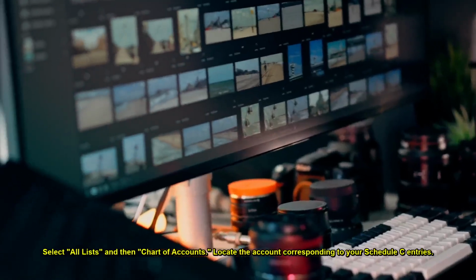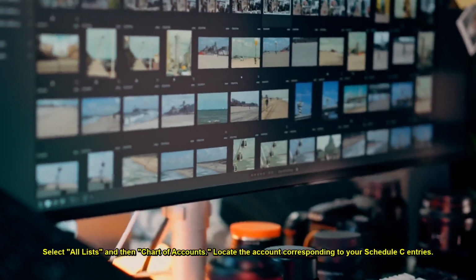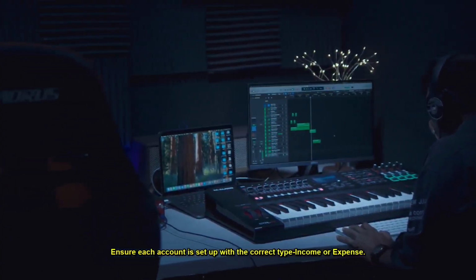Select All Lists and then Chart of Accounts. Locate the account corresponding to your Schedule C entries. Ensure each account is set up with the correct type, income or expense.